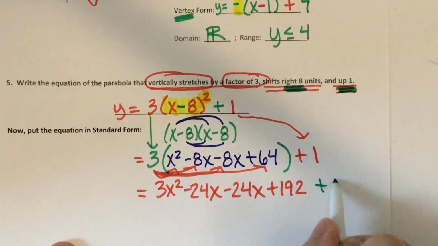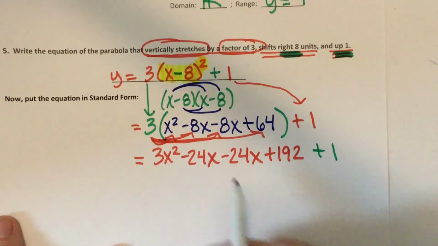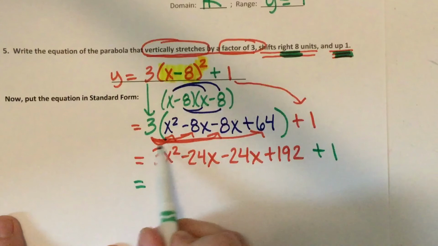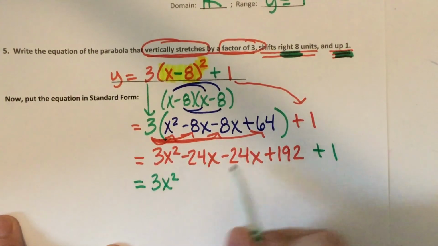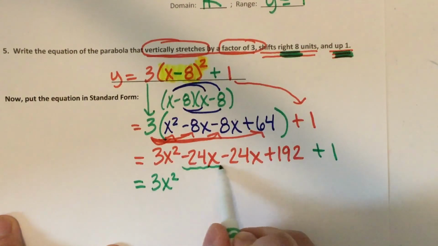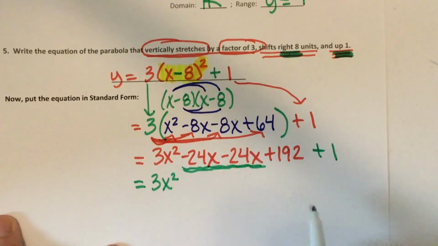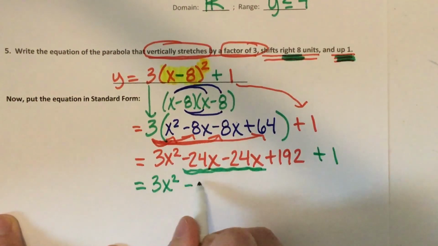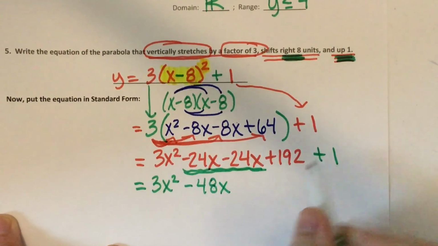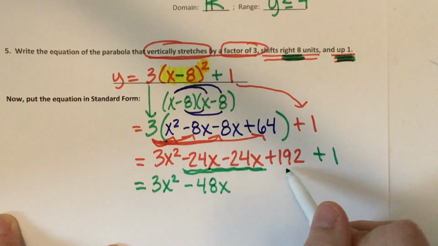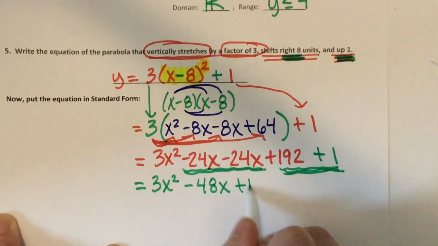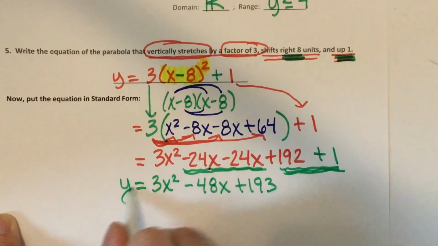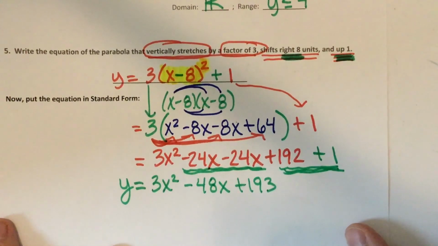All right, at this point, I want to combine like terms. So there are no other x squareds to combine with the 3x squared, so I'm just going to drop the 3x squared. Now, what do you get if you combine a negative 24x and a negative 24x? A negative 48x. And then what do you get if you combine a 192 and a positive 1? A 193. And there's our answer in standard form.